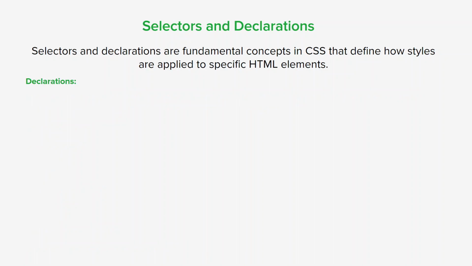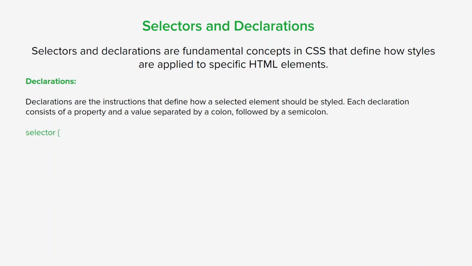Then you have declarations, and declarations are the instructions that define how a selected element should be styled. Each declaration consists of a property and a value separated by a colon followed by a semicolon. It looks something like this. So you can see you've got the selector here, and then within the curly brackets, you've got the property and the actual value that you want to apply.